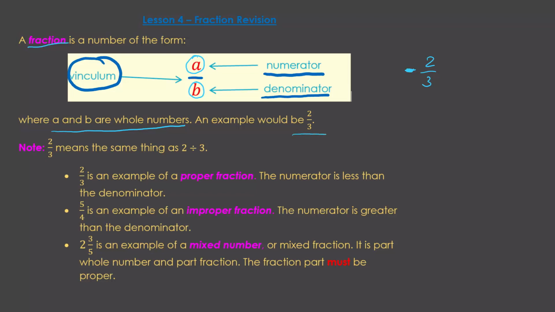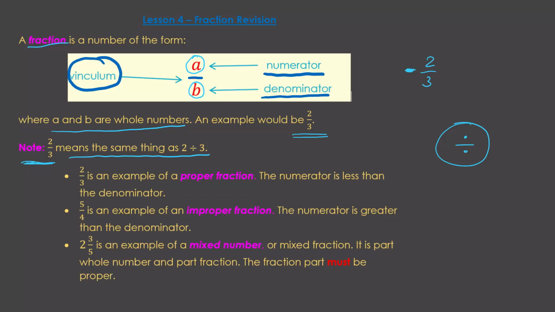An example would be 2/3. The numerator is 2 and the denominator is 3. It's important to note that 2/3 means exactly the same thing as 2 divided by 3. As you go through mathematics, you'll find that you use this divide symbol less and less and express things as fractions if you're dividing them.